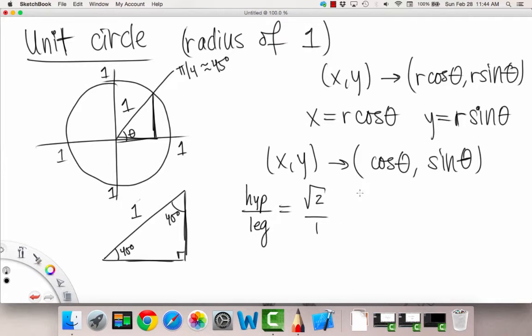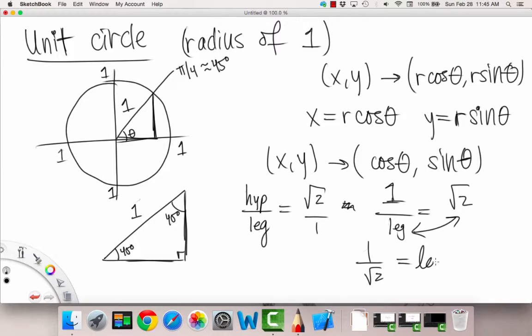So if our hypotenuse is 1, and then over our leg is equal to square root of 2, then if we just switch the positions of those, we get 1 over radical 2 as the length of our leg. That just means 1 over radical 2 is down here, and this is also 1 over radical 2. And we can always rationalize that.